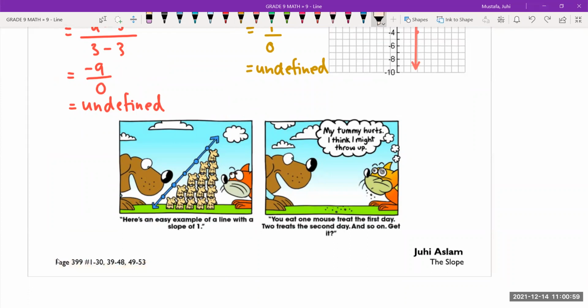So for the next half hour, you're going to start page 399, numbers 1 to 30, 39 to 48, 49 to 53. Get really, really, really good at using this formula.